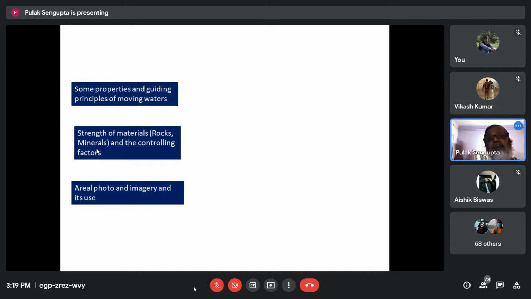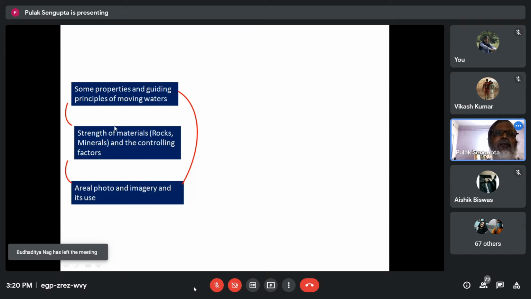Again, this is a big subject of material science. I will pick up a few things to suit the course. And finally, aerial photos and imagery and their use. Nowadays, in practically all the subjects where you have to go out or plan something, you have to take help of satellite imagery or drone imagery, and how do they work, and what information can they give. Again, a few principles I'll be discussing. Now, these topics are not entirely different, they are all interlinked. But again, for the sake of discussion, I have to divide them.